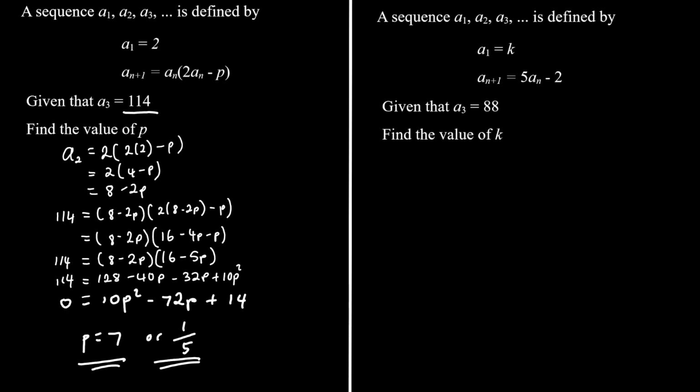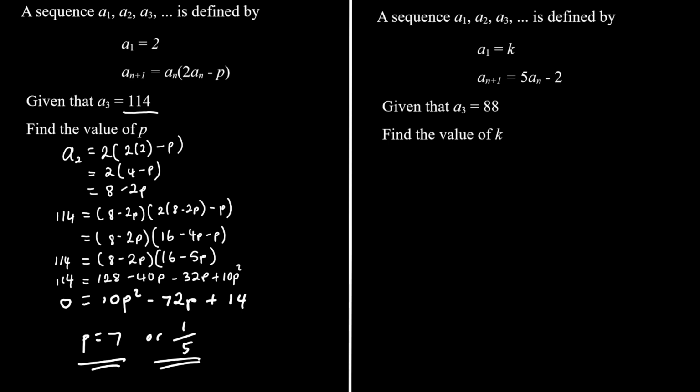One for you to try. Give it a go. A sequence a1, a2, a3 is defined by a1, the first term, is k, a(n+1), so the next term, is 5 times the current term, take away 2. Given that a3 is 88, find the value of k.